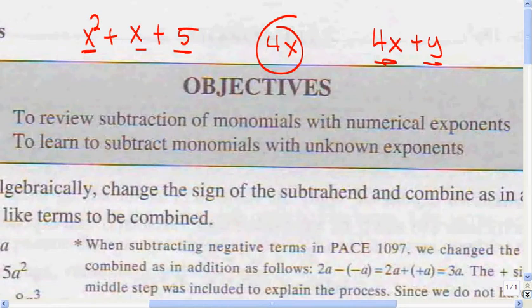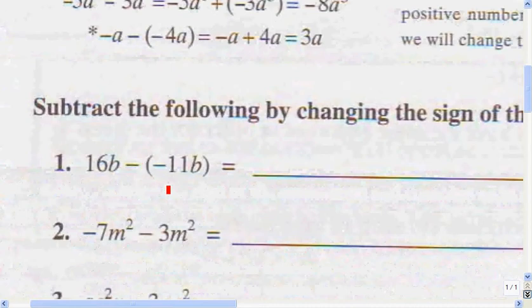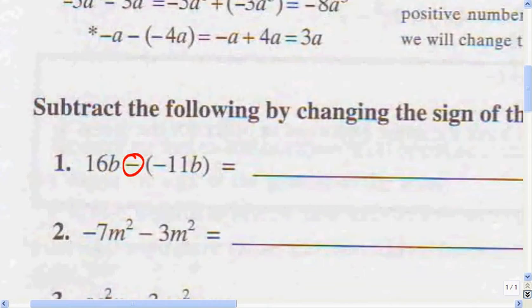So again, we're going to review subtraction of monomials with numerical exponents, and learn to subtract monomials with unknown exponents. Here, this looks kind of weird because you have two negatives right next to each other. When you have two negatives next to each other, this number is really a positive. It's just a weird way of writing positive. One way to remember is that this negative is telling you to subtract this negative. If I subtract the negative, I'm left with a positive. So really this is 16b plus 11b.